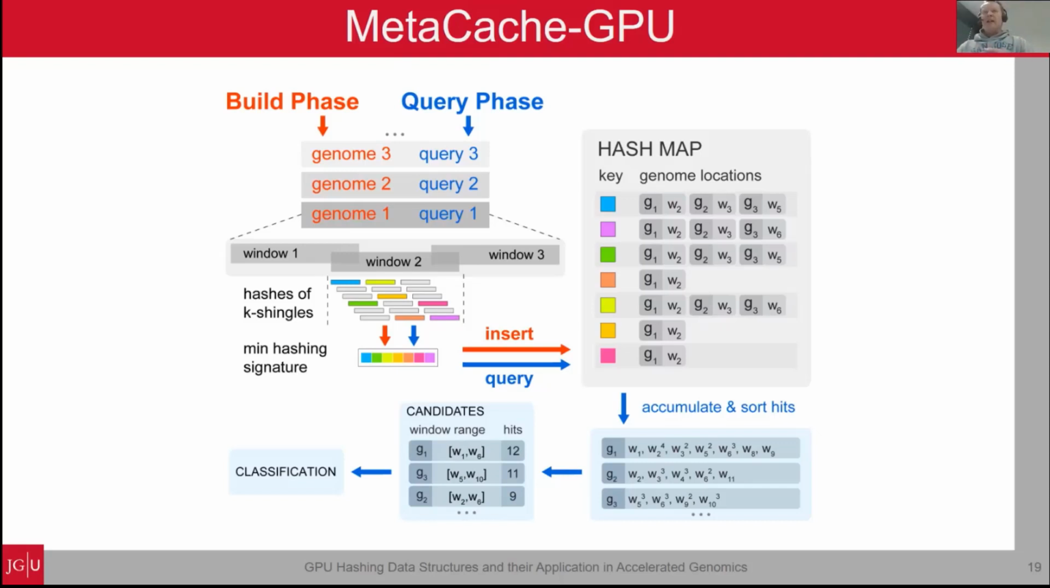So you get a multi-value hash table where you have a key, which is your k-mer, like let's say this blue k-mer, and then all the genomes and the genomic locations where this k-mer occurs.